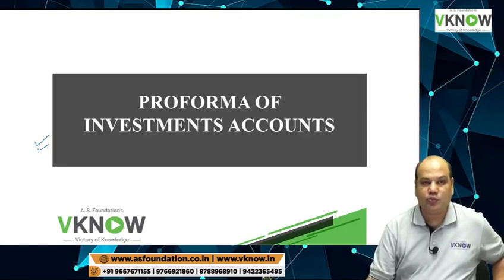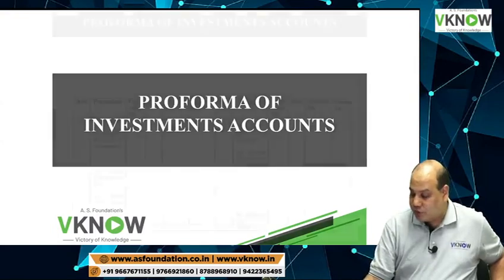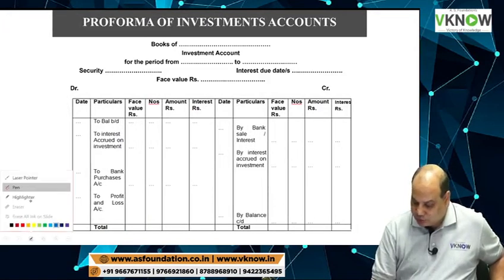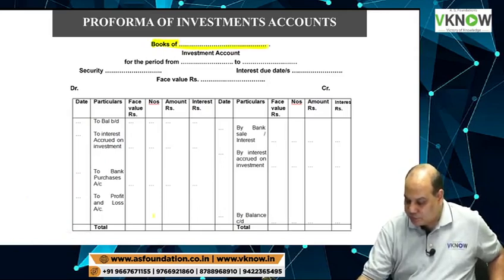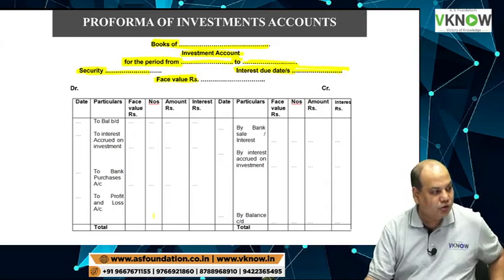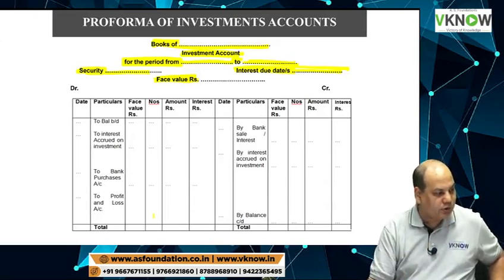From here, we will start solving some questions on debentures as investment. Here we are solving an investment in debenture problem. We as students will draw the following format for investment account. The student will start with the name of the investor, books of investment account, for the period from opening date to last date of the year. Then you will mention the name of the security, the interest due date, such as 30th June or 31st March, and the face value. These are some basic information you have to mention here.